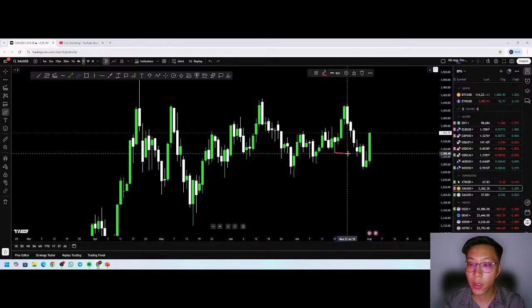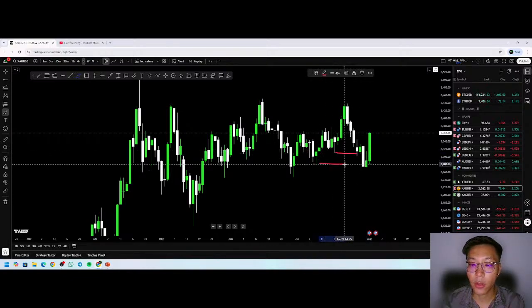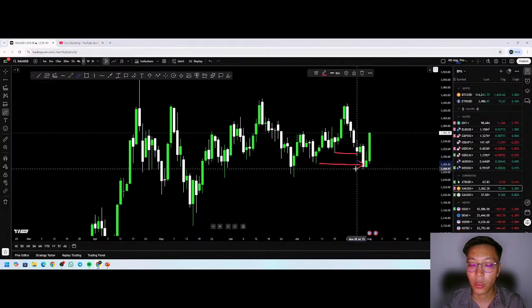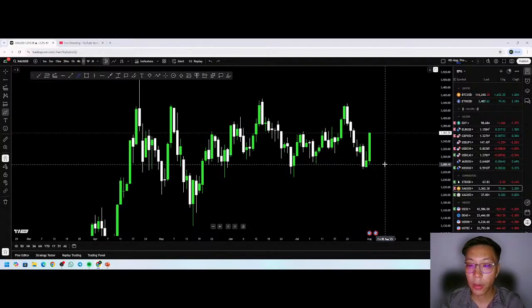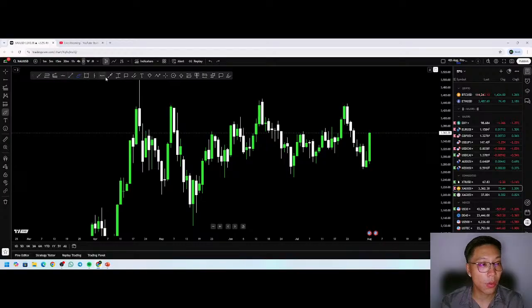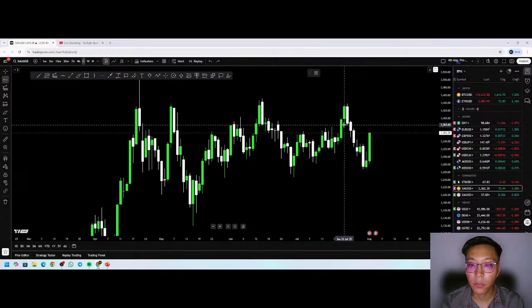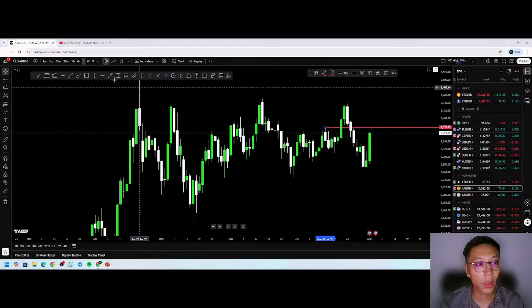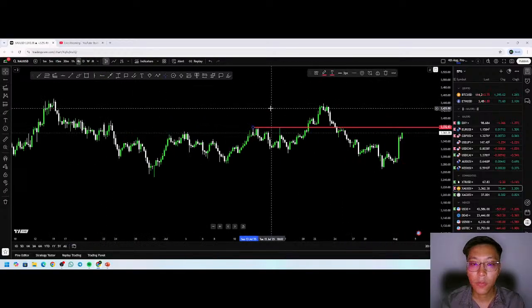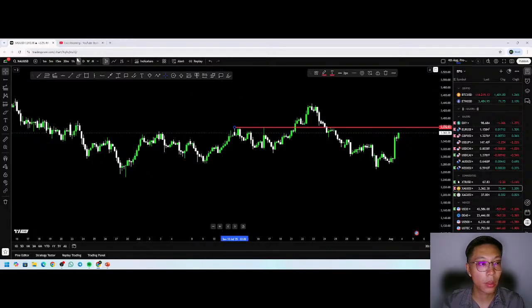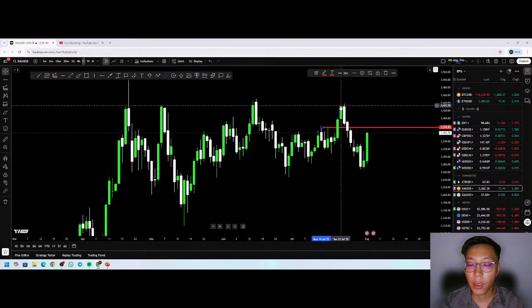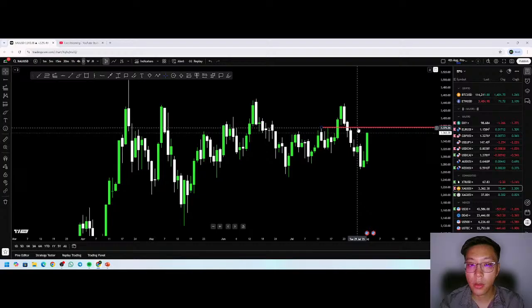continuous, you can see right here, this is the first change of character, then of course we have our break of structure afterwards. Alright, so we could potentially see gold reversing off this level over here. Let me see, H4, yes, okay. Okay, this makes more sense. H4.